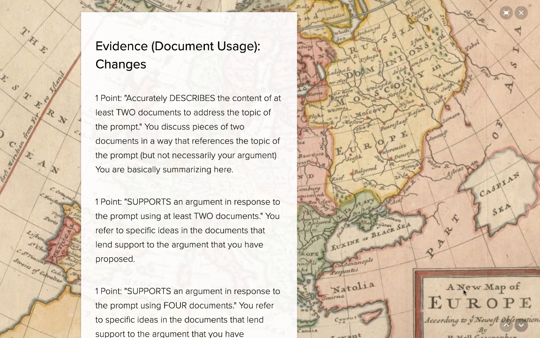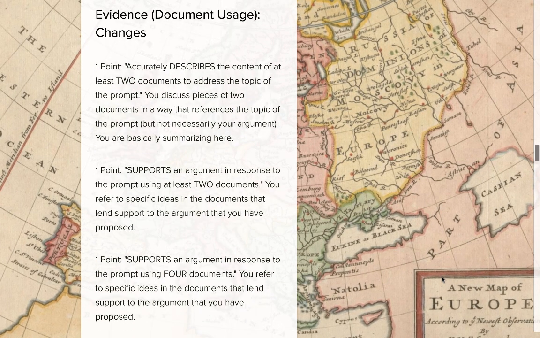Okay, now we have some changes. So the way that we're using documents here, okay, before it was basically looking at numbers of documents, and now we have a 3-tier system here. So you get 1 point if you accurately describe the content of at least 2 documents to address the topic of the prompt. That means you're discussing some pieces of documents in a way that references the topic, but not necessarily your argument.